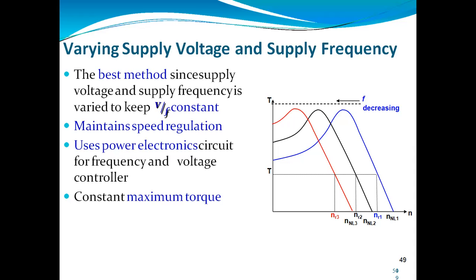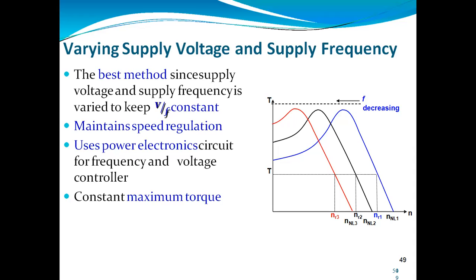In this method of speed control of the three-phase induction motor, we change the applied voltage, the voltage V across the motor terminals. If we decrease the voltage, the speed of the motor decreases, and if we increase the voltage, the speed increases. So this method is very easy. It is the cheapest method to control the speed of the three-phase induction motor.